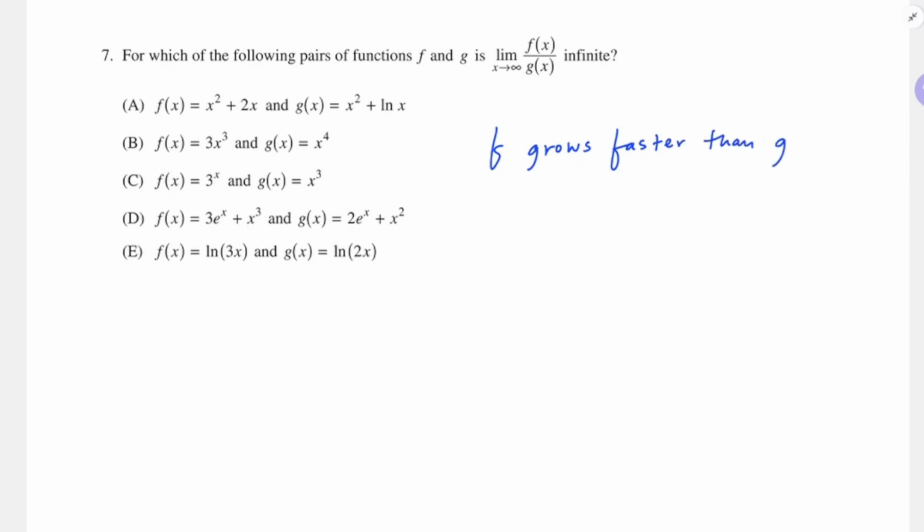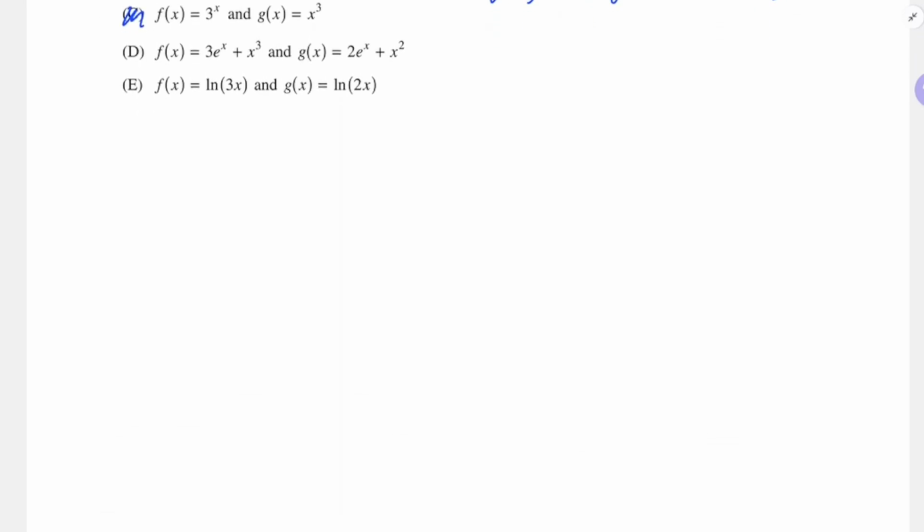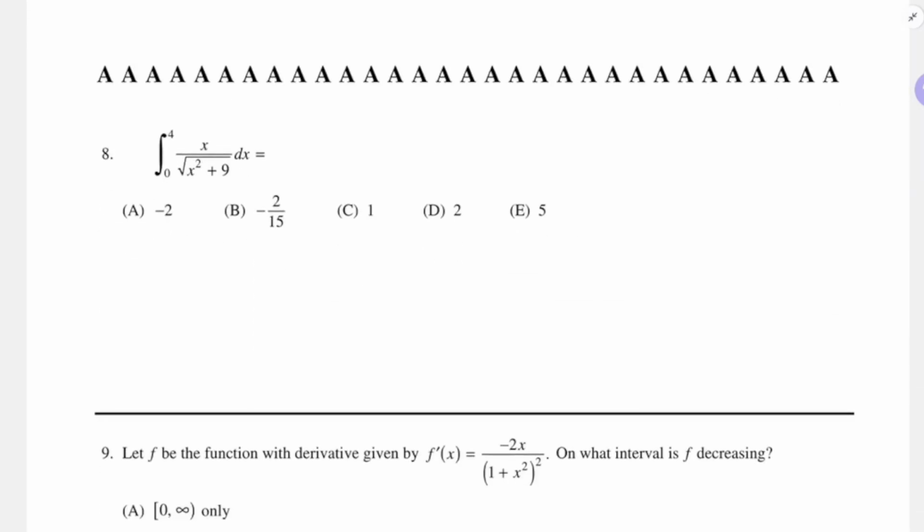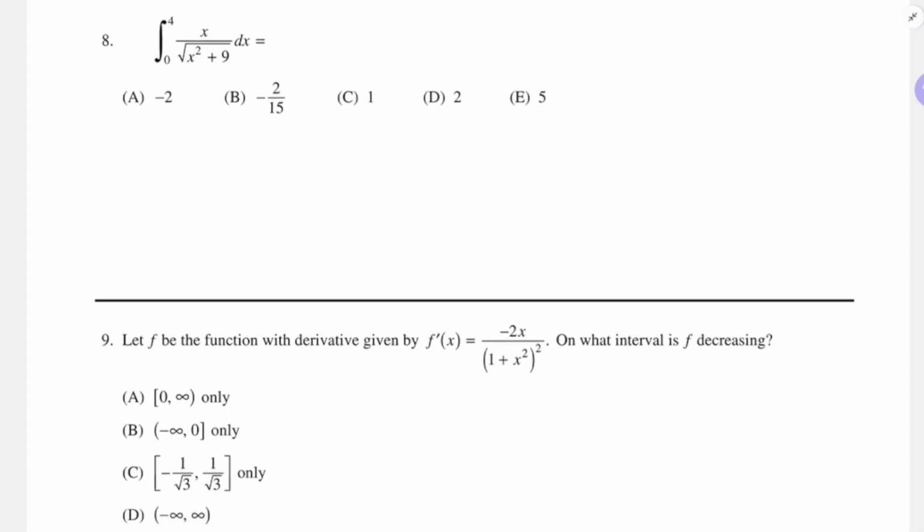I would love for f to be an exponential function and g to be a polynomial. Oh, there it is. See, yeah, there we go. Don't make it too hard on yourself. Yeah, D has got an issue because the biggest thing is both exponential.